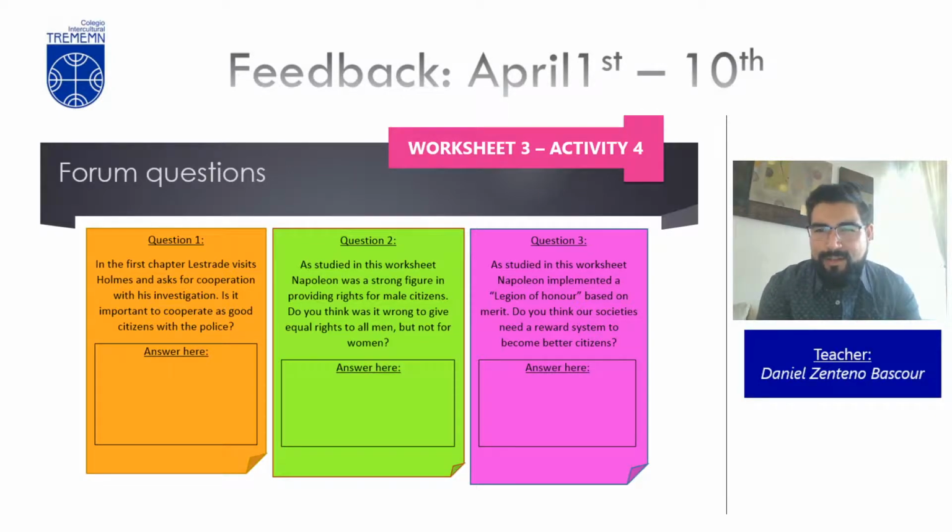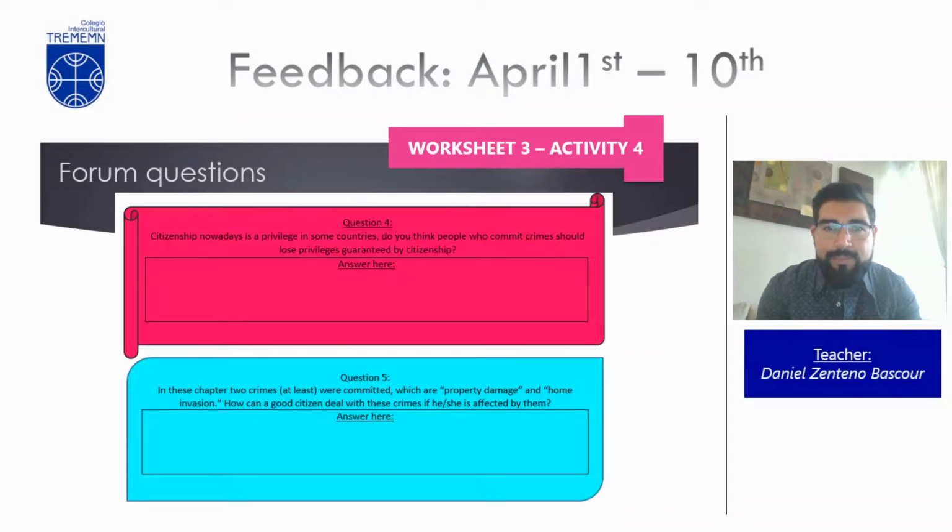Question 3. As stated in this worksheet, Napoleon implemented a Legion of Honor based on merit. Do you think our societies need a reward system to become better citizens? So people here answered also that it's not necessary to have a reward to be a good citizen, and you should just be educated to be a good citizen from the start, which I agree. I think that you people are correct with these opinions.